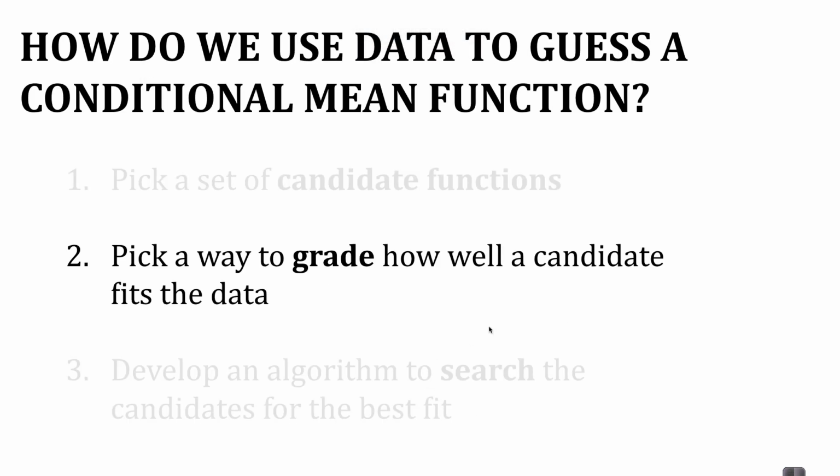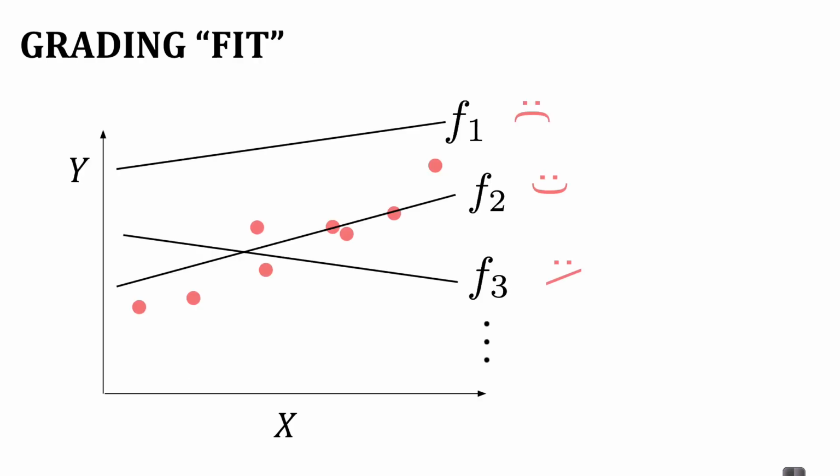So step one, I'm giving you an example of, let's just say our candidate functions are all lines. Step two, we need to pick a way to grade how well a candidate fits the data. So now we can get back to our intuitive notion of fit. If we look at these three lines here, you may think, okay, well, F2, this is great, right? Big smiley face here. We're kind of fitting the data.